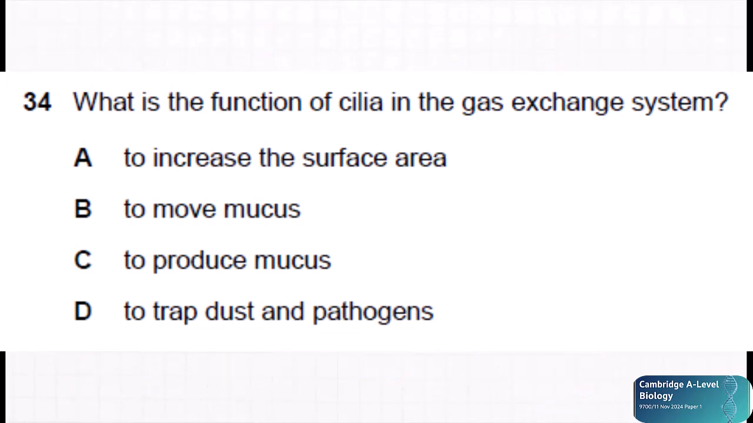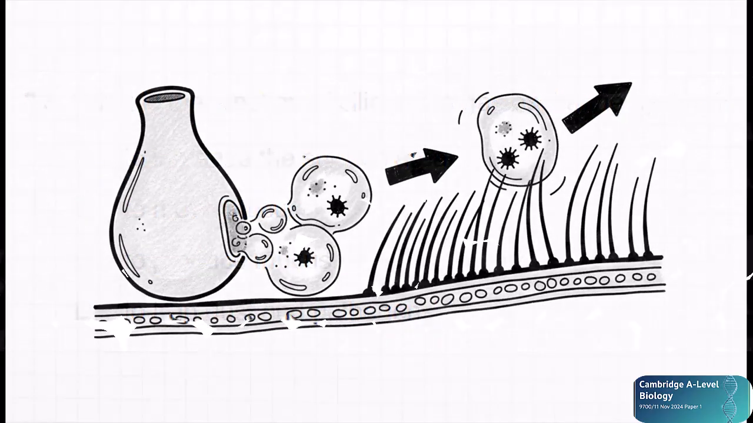And here's the absolute key distinction you need to remember. The goblet cells are the factories. They're the ones that produce the sticky mucus to trap all the gunk we breathe in. The cilia, on the other hand, are the workers. They are these tiny little hairs that beat in unison, like a conveyor belt, constantly sweeping that mucus upwards and out of our lungs. So cilia don't make the mucus, they move the mucus. That makes B the correct answer. C is the distractor they want you to fall for.